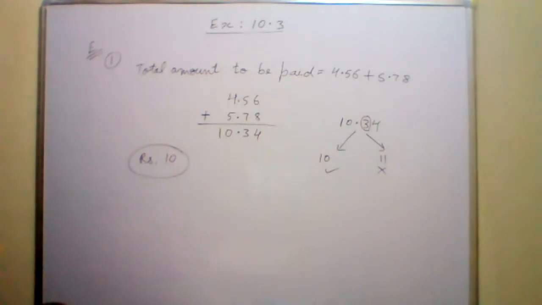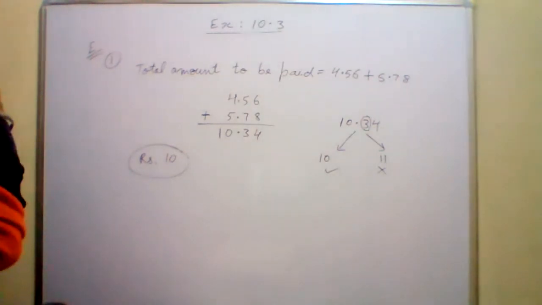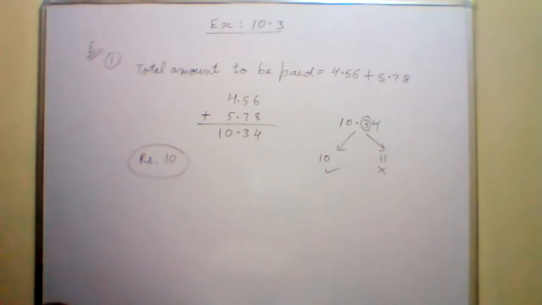I have written: cost of a pencil is equal to rupees 4.56. Then cost of a ruler is rupees 5.78. Then total cost is equal to rupees 10.34. Then nearest rupee is rupees 10. Correct.